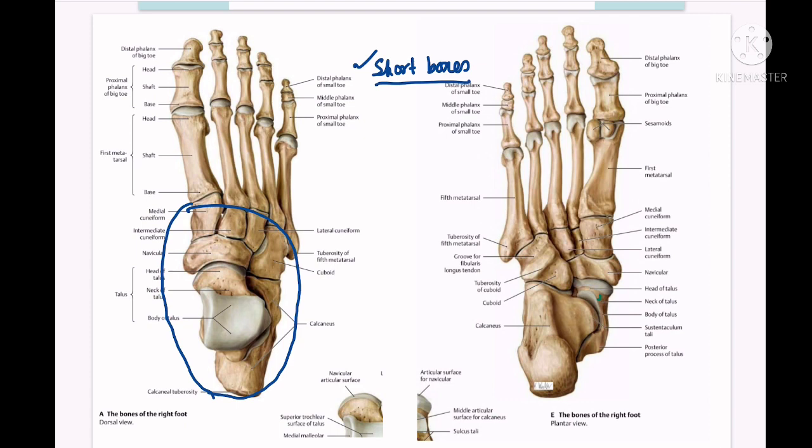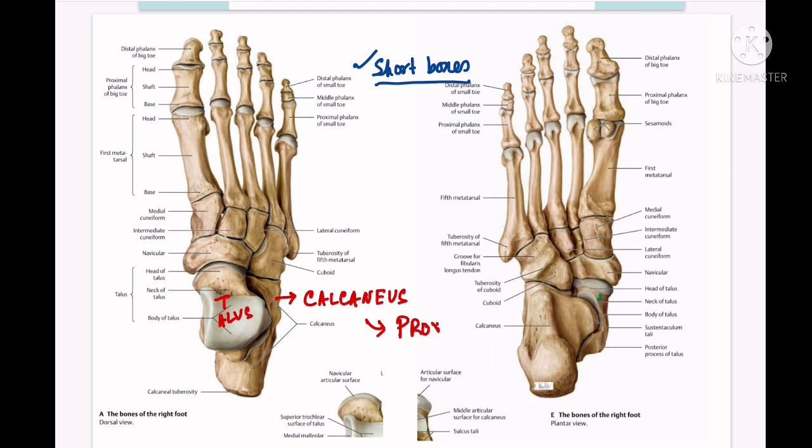In the tarsal bones there are again 3 rows. What are the rows? Let me show you the rows of the tarsal bones. The proximal row consists of talus and calcaneus. This is the talus and this one is the calcaneus. So talus and calcaneus together form the proximal row. From the plantar view, it is the calcaneus, it is the talus. So they together form the proximal row.